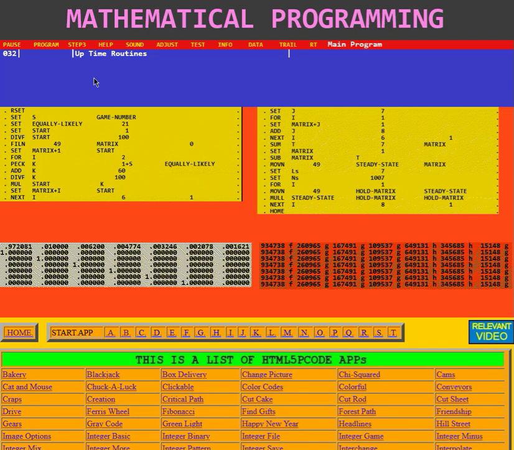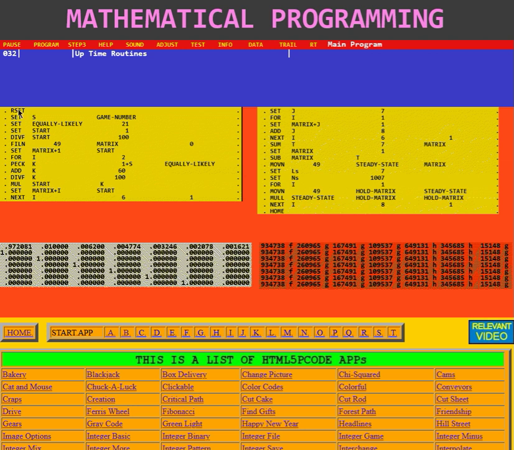This is the video for uptime routines. Here on the left we have the beginning of the routine, and on the right we have the end of the routine. I'm going to start on the left.